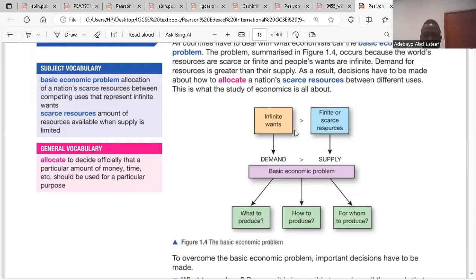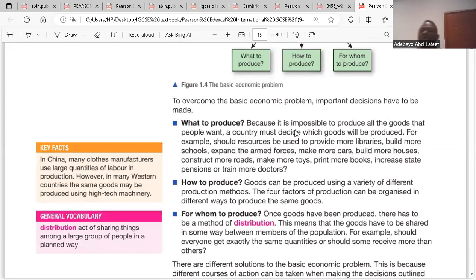So we start with what to produce. This applies to the kind of products that the economy will produce due to limited resources. So what can this economy produce? We don't have much resources, right? There's scarcity of resources. So what can we produce with these limited resources? That is what to produce. Do you get what to produce here?